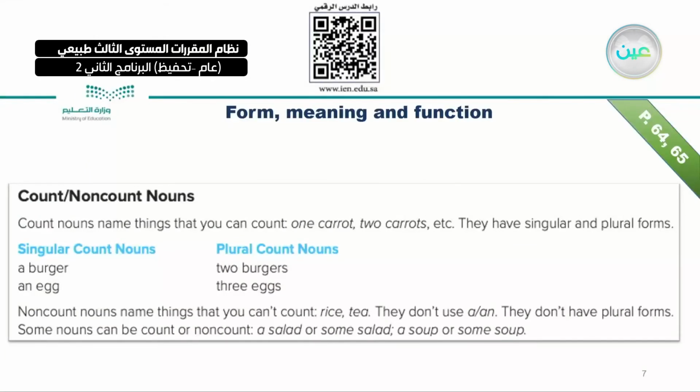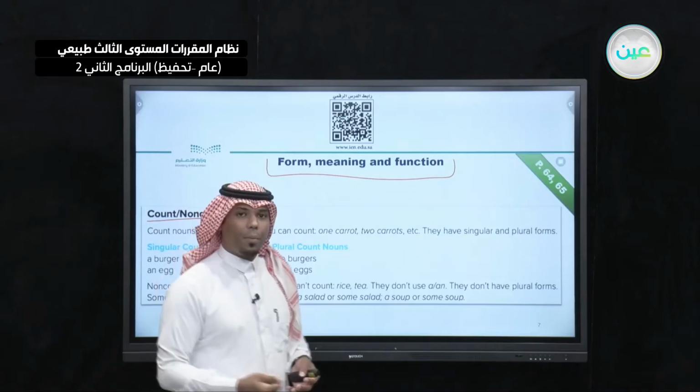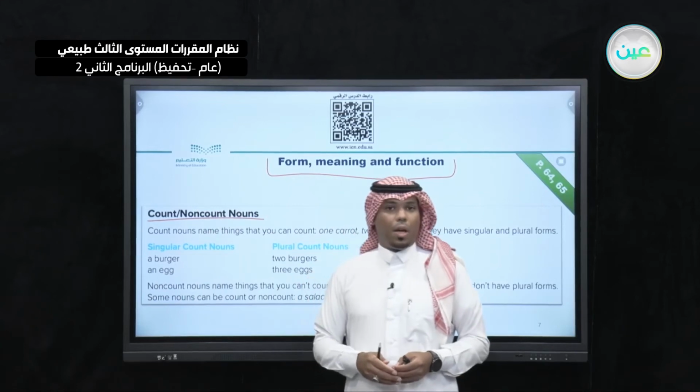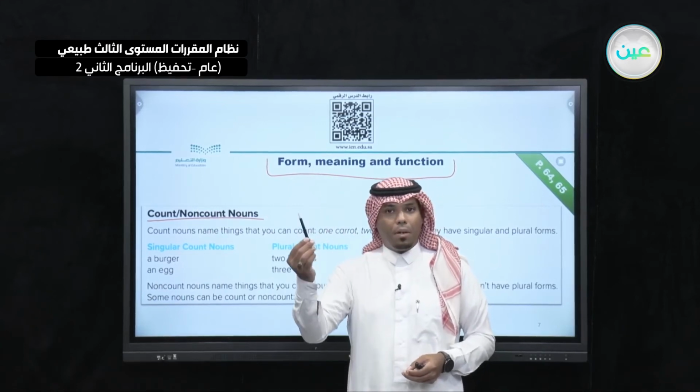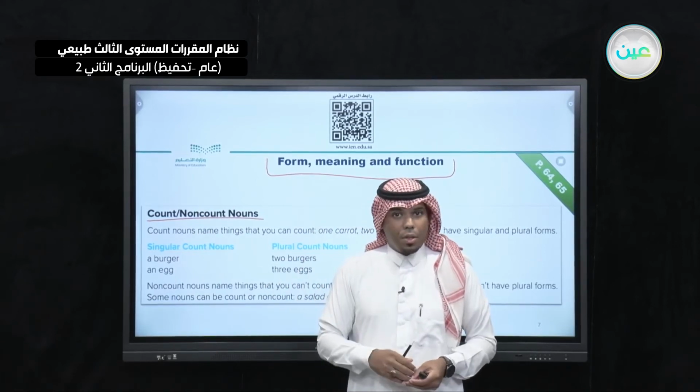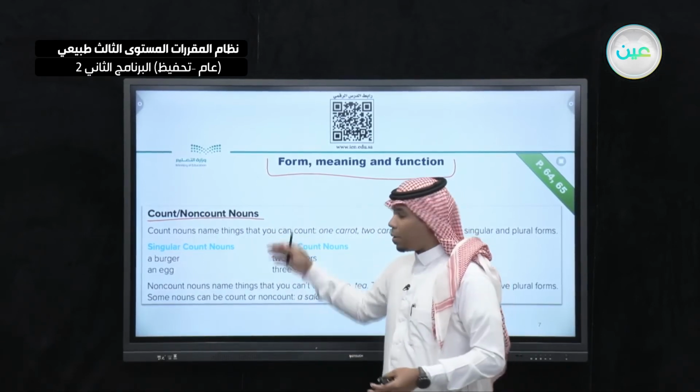Then we will move to form, meaning, and function. And when I'm talking about form, meaning, and function, you know that we are going to talk about grammar. First, we will start with countable and non-countable nouns. Countable nouns, we talked about this earlier, are nouns we can count. We can count, for example, 1 pen, 2 pens, 1 car, 2 cars. What about non-countable nouns?